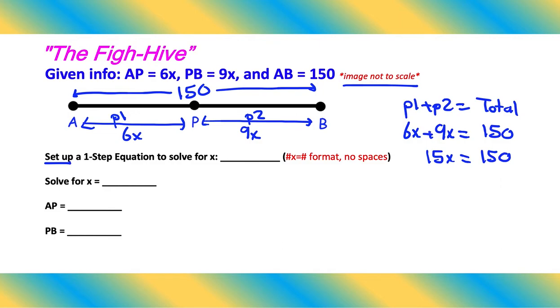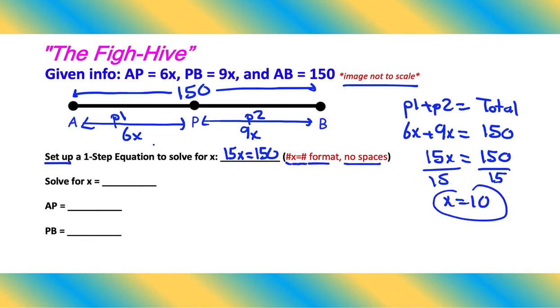All right, so we kind of did a little bit more setup prior, but this would be the official one-step equation. This would technically be a 1.5 step equation, but here's the one-step equation. I would type 15x equals 150, number x equals number, format, no spaces, got it. Okay, solve for x, that's easy. I would divide both sides by 15. So let's go back and divide by 15, x equals 10. All right, cool. There's my solution. X equals 10.